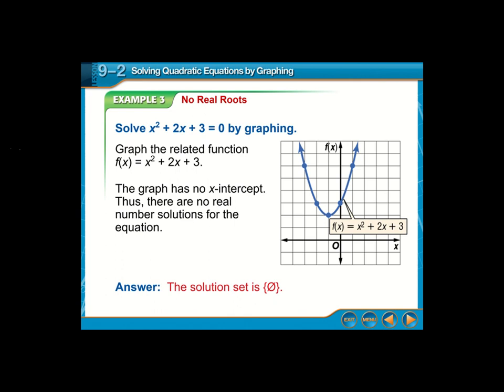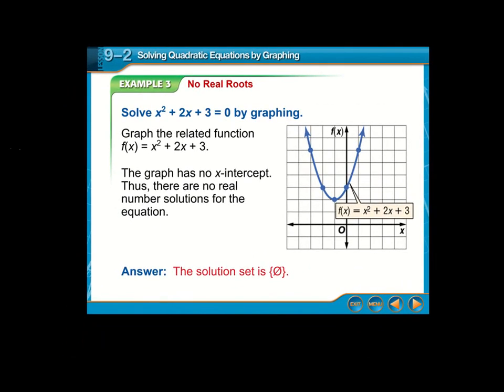I wanted you to see this problem. It says x squared plus 2x plus 3. So again, you would find the axis of symmetry by using -b over 2a and finding the vertex. Again, go back to the 9.1 video if you need. The problem is when you graph this that it does not touch the x-axis anywhere. So since the solution is where it touches the x-axis, if it doesn't touch the x-axis, then you have no solution.